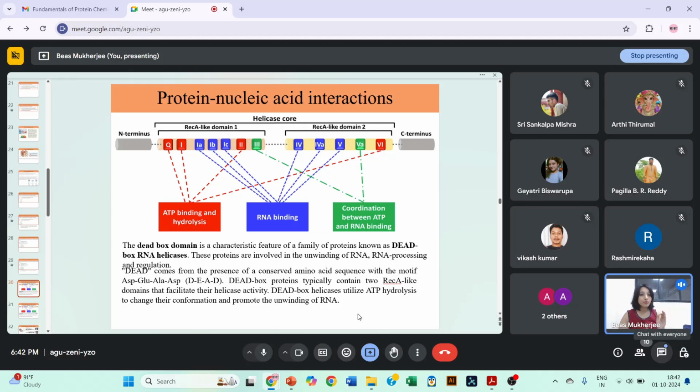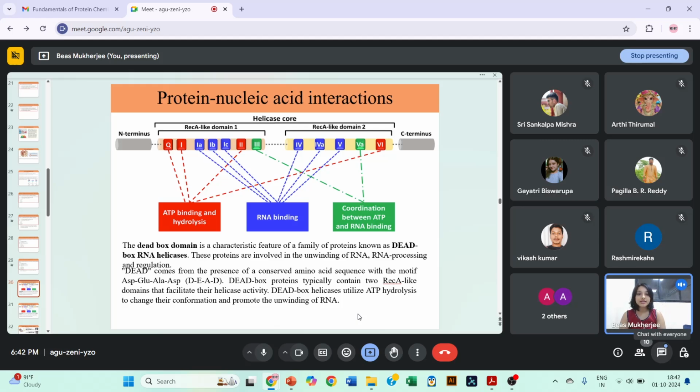So basically, DEAD box domain is a characteristic feature of a family of proteins known as the DEAD box RNA helicases. So there is this helicase core, and it is involved in RNA binding, RNA processing, unwinding of RNA, and regulation. Alright, so this term DEAD comes from the presence of a conserved amino acid motif, which is aspartate, glutamate, alanine, and your aspartate again. That is giving it the name DEAD.